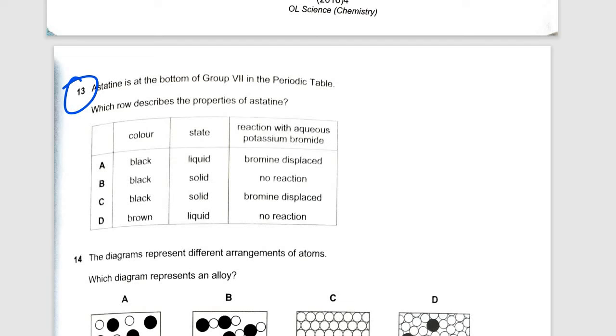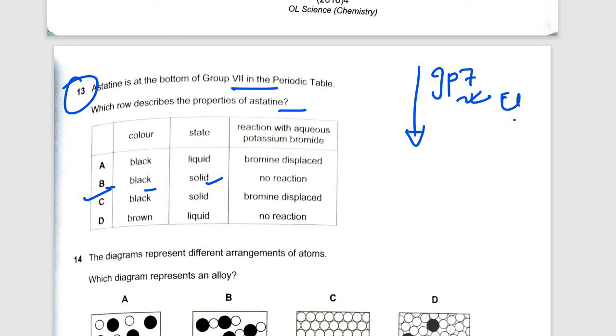Question number 13 says astatine is an atom of group number 7. Describe the properties of astatine. As you go down group number 7, which is very important, what happens in terms of reactivity? Reactivity decreases. In terms of color, it becomes darker and darker. I already gave you a hint, so it will be black. The state also changes: you remember fluorine is a gas, then you have a liquid, and further down you form a solid, so it will be a solid, and black.